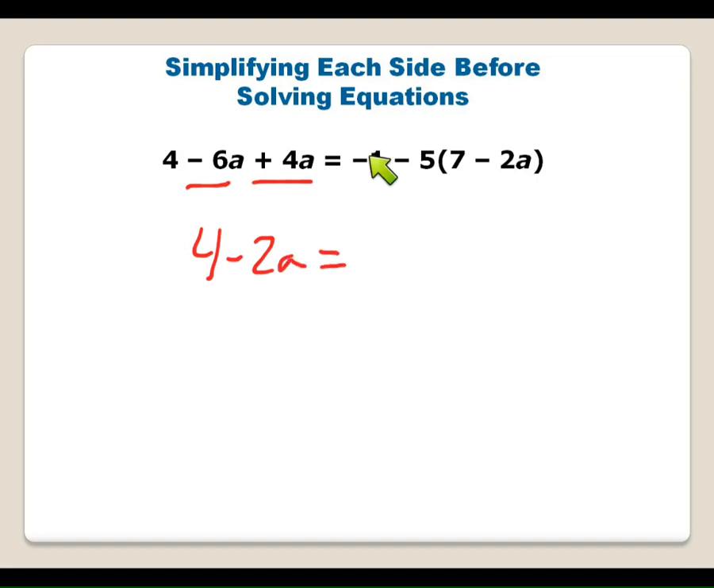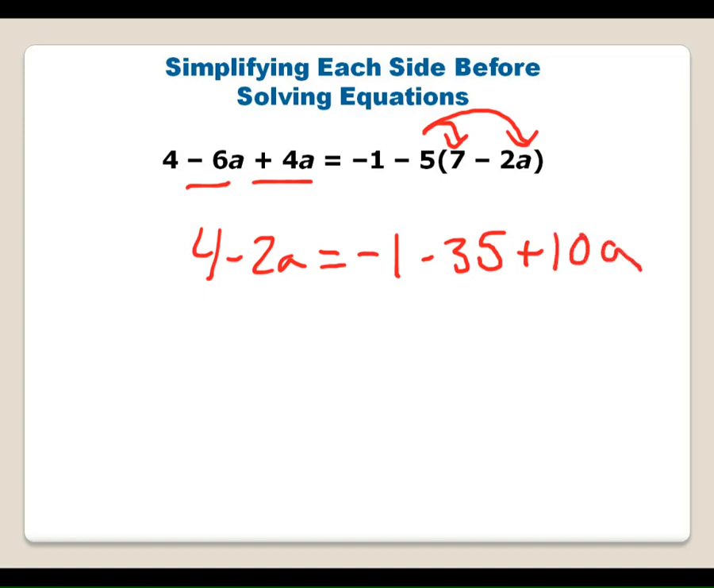All right, let's look at the right-hand side. I can get rid of these parentheses by using the distributive property. But what number am I actually distributing here? The negative 5, right? Because you always got to keep the sign that's in front of the number. So I still have the negative 1 out front. Negative 5 times 7 is negative 35. And then negative 5 times negative 2a. Is that going to be add or subtract? Since it's a negative times a negative, add. 5 times 2, 10a.